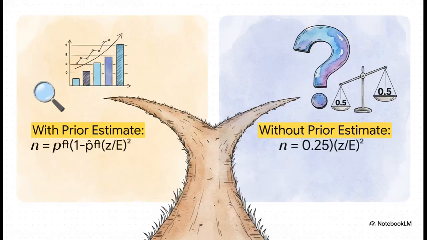If you have a pretty good idea of what the answer might be, maybe from a past study, you can use that prior estimate in the formula on the left. But what if you're flying completely blind? No problem. You use the formula on the right. That 0.25 is our conservative worst-case scenario guess. It guarantees your sample will be big enough no matter what.